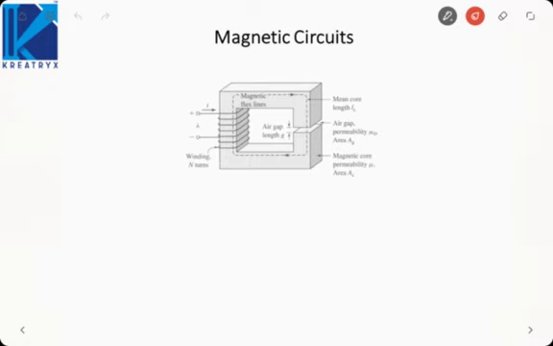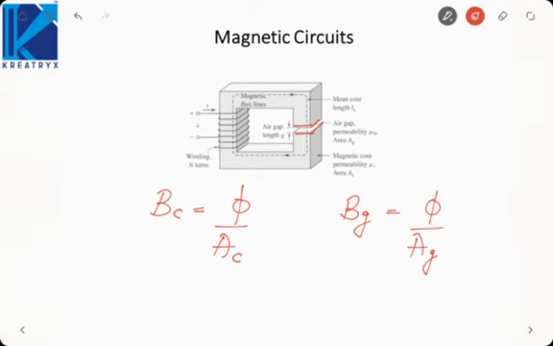Next, let us consider another magnetic circuit which has an air gap in the magnetic path. Here what I have done is, I have taken a part of the magnetic material out so that we have an air gap in this path. So let us see what is the impact of the air gap in the magnetic path. In the core, the flux density will be phi upon the area of cross section of the core, but in the air gap, magnetic flux density would be phi upon Ag. Okay, Ag is the cross sectional area of the air gap.